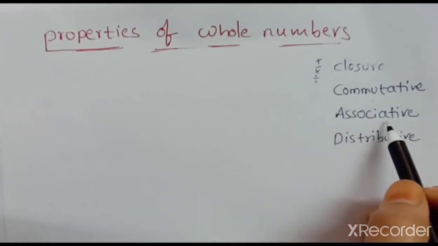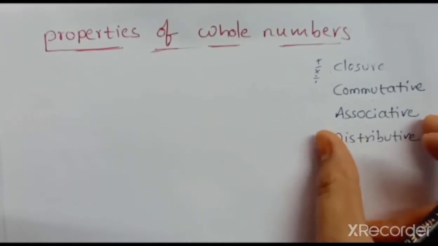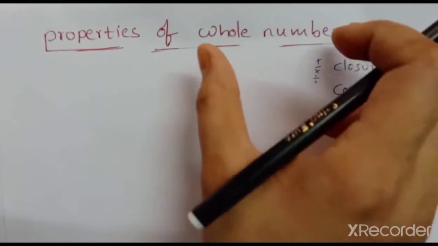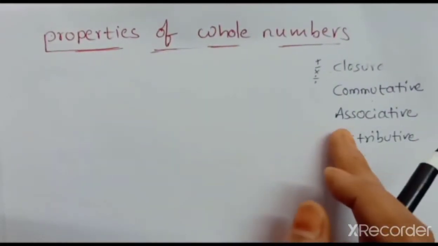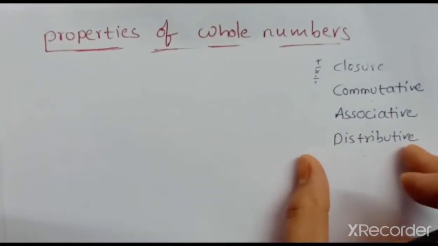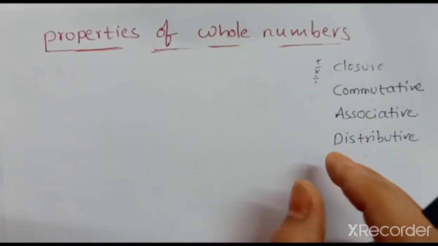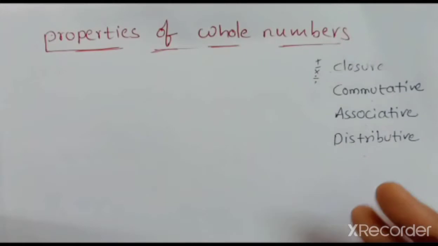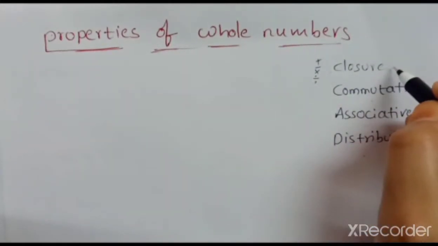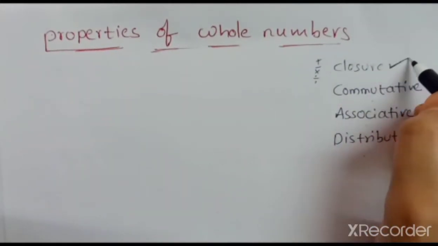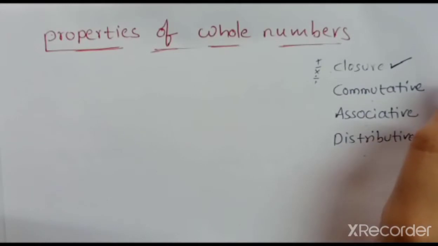In the same way, whether the associative property is applicable for whole numbers or not, let's see. Whether the distributive property is applicable for whole numbers or not. So we are going to discuss all these things. We have already discussed the closure property. I think you remember what is meant by closure property.